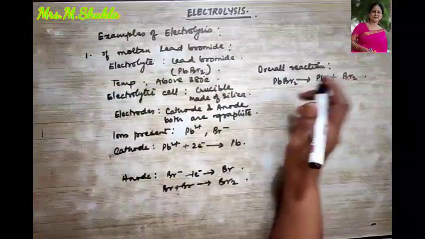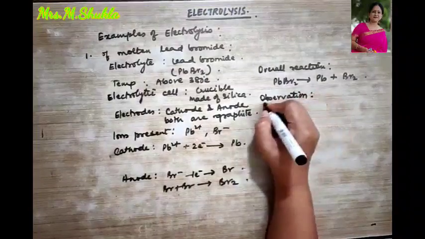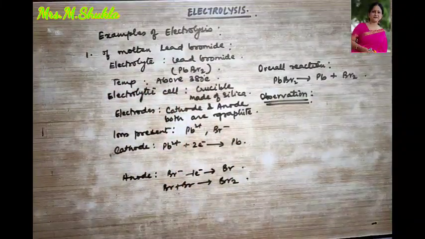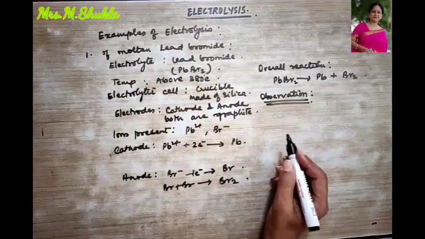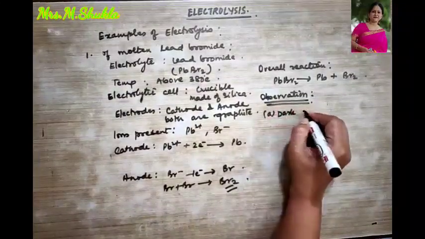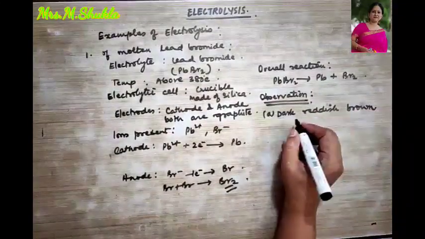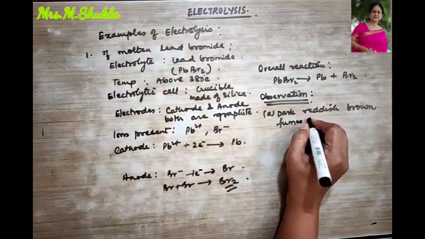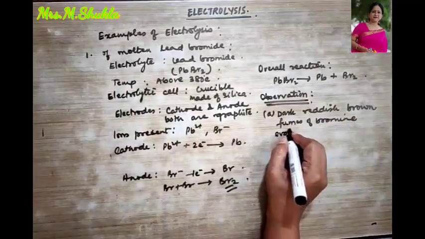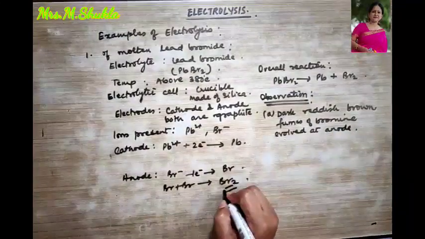Okay. Now what do you observe? This is the basic question on which you all make a lot of mistakes. What do you observe during the electrolysis of molten lead bromide? So first thing that you observe, you write down: dark reddish brown fumes of bromine evolved at where? At the anode, right?